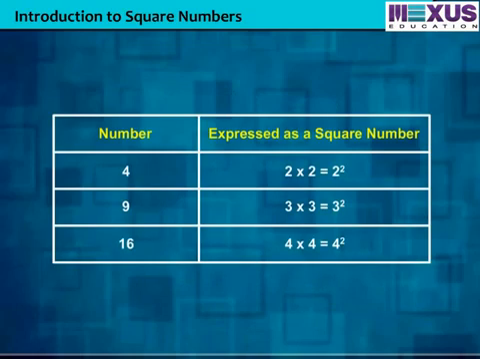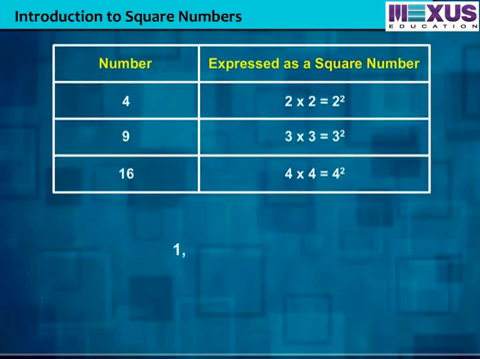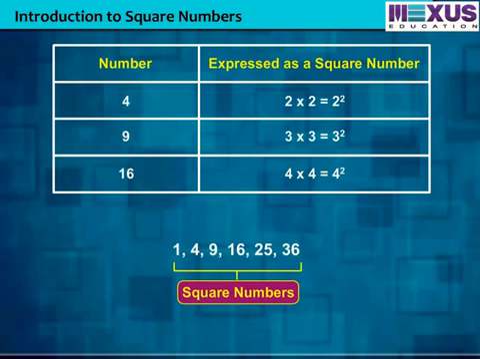Look at this. Here 4 can be expressed as 2 into 2 is equal to 2 square. 9 is expressed as 3 into 3 equal to 3 square. 16 is expressed as 4 into 4 is equal to 4 square. So such numbers which can be expressed as the product of the number with itself, like 1, 4, 9, 16, 25, 36, are known as square numbers.